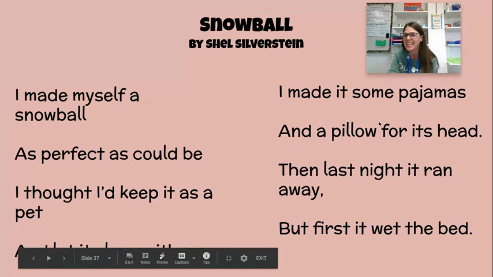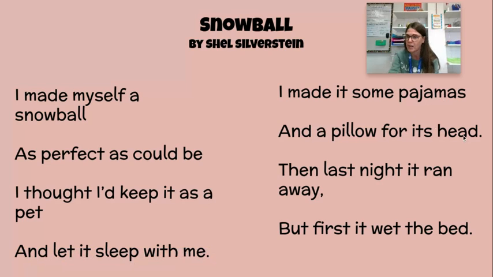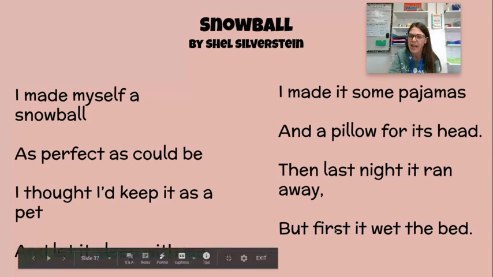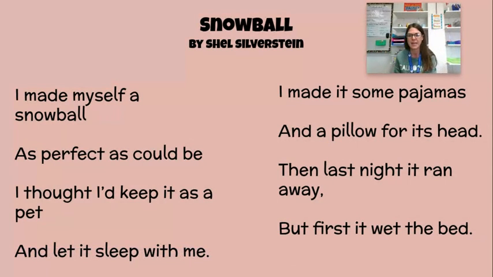Okay, let's see if the second stanza follows the same rhyme scheme. It should. I made it some pajamas and a pillow for its head, so no rhyming there. So again, we have A, B. Then last night it ran away, no rhyming there, so C. And then, but first it wet the bed. Bed rhymes with head, so that's going to be B. A, B, C, B. So just some good practice there.